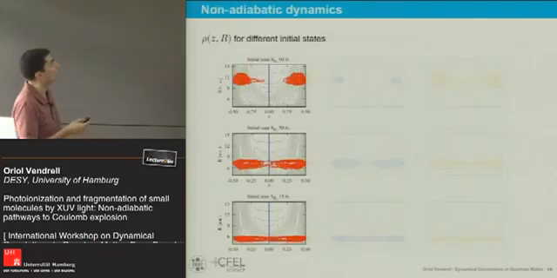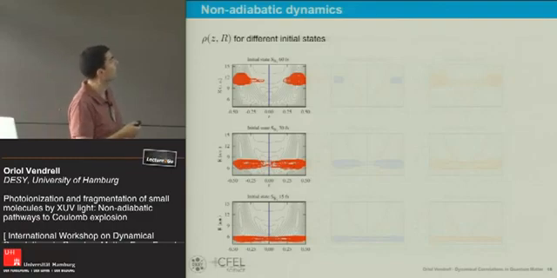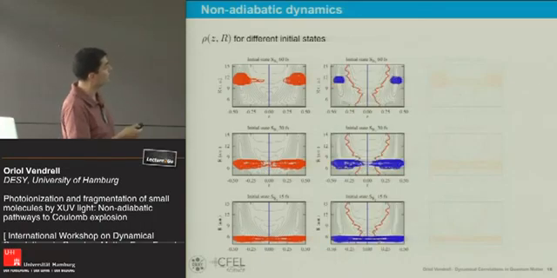Okay, now we use the full Hamiltonian, so the couplings are in now. And if we start from the lowest of the three states, then we have also a very fast Coulomb explosion. If we start from the second one, we also have a very fast Coulomb explosion. You see that basically the protons are going to one water molecule or to the other water molecule.